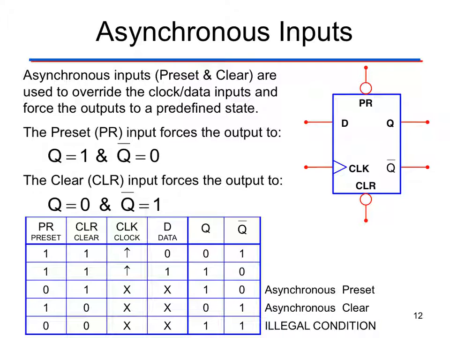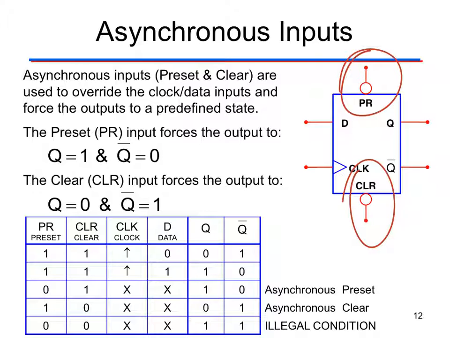Asynchronous inputs. That's these guys up here, the preset and the clear. Asynchronous means that they do not rely on the clock. When you synchronize, like your watches are synchronized together to be on the exact same time. Asynchronous means that they're not on the same exact time. Time does not matter.